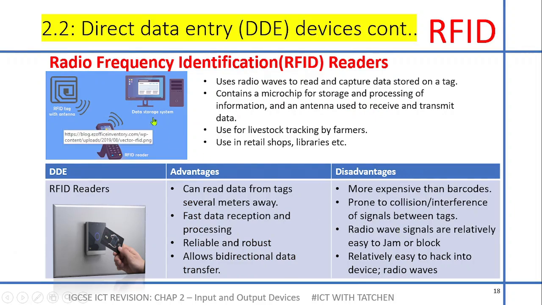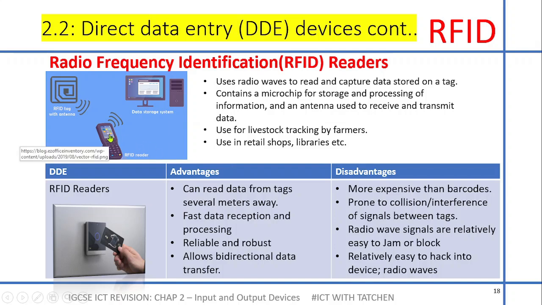Now, the next direct data entry device we have is the radio frequency identification readers, the RFID. So basically, they use radio waves to read and capture data stored on a tag. They contain microchips, which can store data and process information, and they also have an antenna, which they use to receive and transmit data.